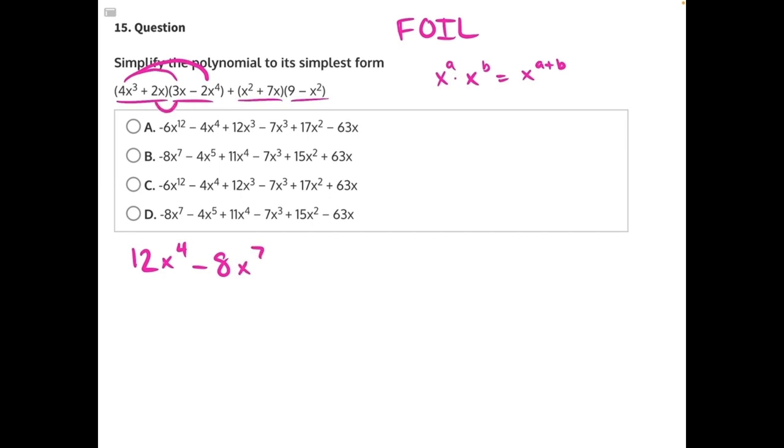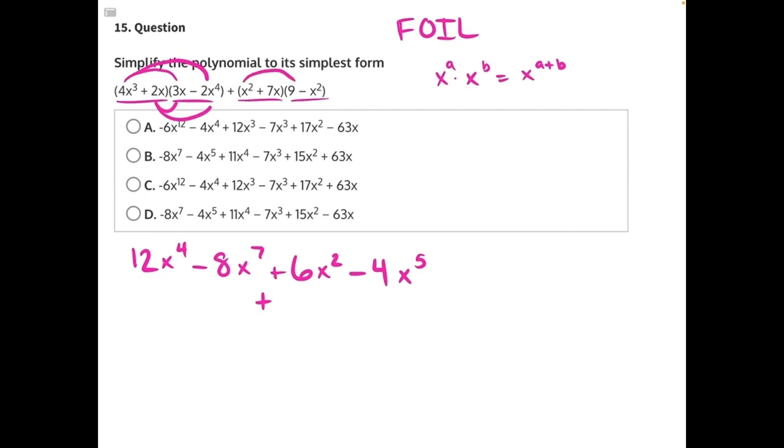Then our inner terms. 2 times 3 is 6, and then x times x is x squared. Our last terms, 2 times negative 2 is negative 4. X times x to the 4 is x to the 5th. Now we can start on the second binomial. So this will all be added to our front terms once again.